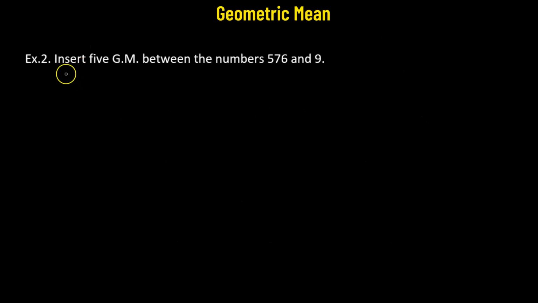Let's do another problem. Problem number 2. Here we need to insert 5 geometric means between the numbers 576 and 9. So let's begin. Let's first specify the given values. The first term a is equal to 576. The last term b is 9. Since we have to introduce 5 geometric means, n will be equal to 5.